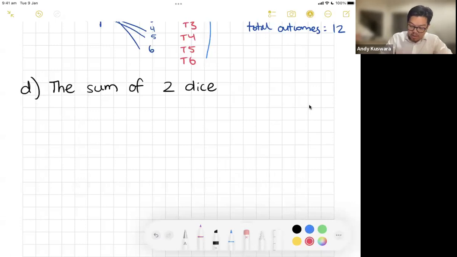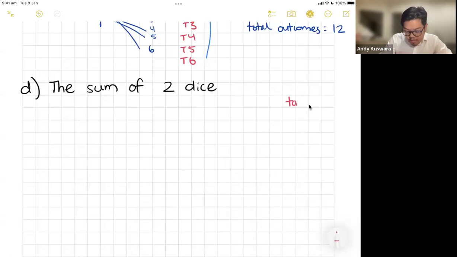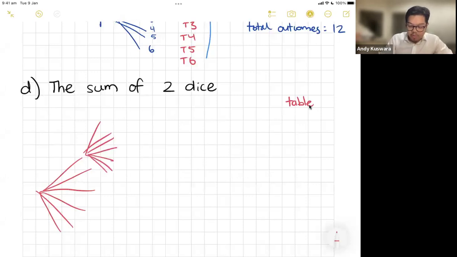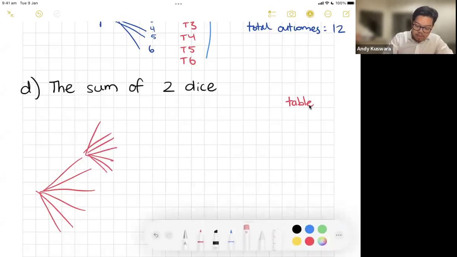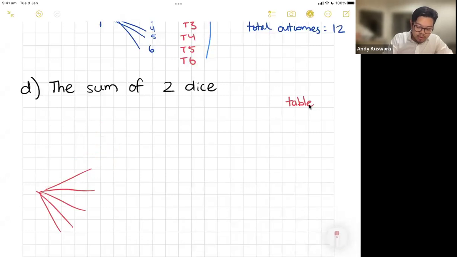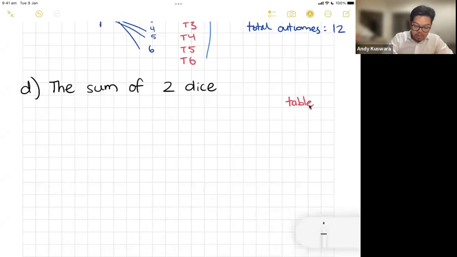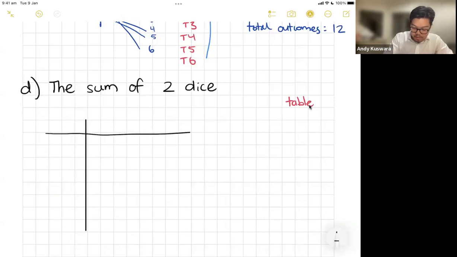Now, I'll give another hint here for something like this, because I don't want to have to draw a tree that's got 6, and then each one's going to have another 6. That's going to get real messy real quick. So if there's two events, such as throwing a dice, sometimes the best way to draw this is to use a table, and your table is going to look a little bit like this.